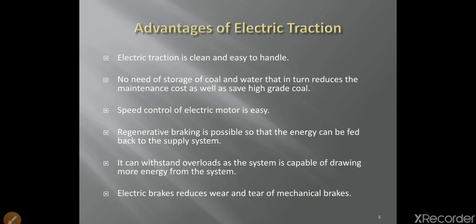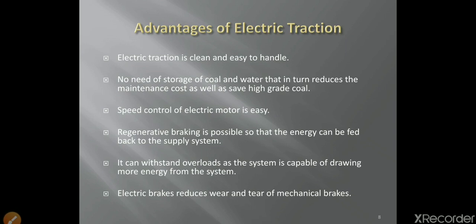Next advantage is speed control of electric motor is easy, and the speed control is so smooth that no one can experience a jerk while controlling the speed or while braking the motor. Fourth one is regenerative braking is possible so that the energy can be fed back to the supply system. Regenerative braking means while applying the brakes to your traction system, it is generating again, so that generated energy can be stored and used for further applications.